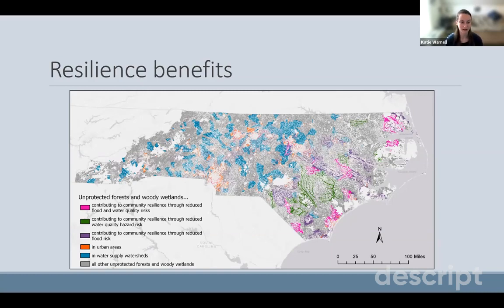They ended up recommending, there are many, many recommendations in the plan separated by different types of natural and working lands. But at the beginning, there are a few transformative recommendations. And one of those is to conserve 1 million acres of currently unprotected forests or woody wetlands that would contribute to one or more of these resilience benefits. And so it's based on this map.